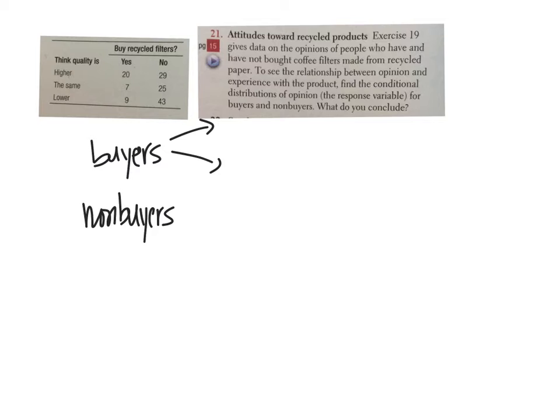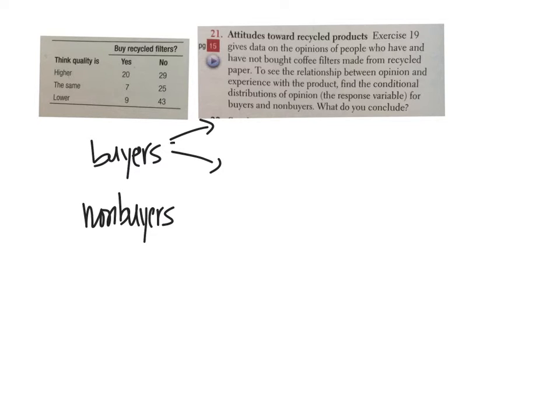All right, let's read this question. Exercise 19 gives data on the opinions of people who have and have not bought coffee filters made from recycled paper. To see the relationship between opinion and experience with the product, find the conditional distributions of opinion for buyers and non-buyers. So that means I'm going to have buyers and non-buyers, and then I'm going to find the distribution of what they think, their opinions.